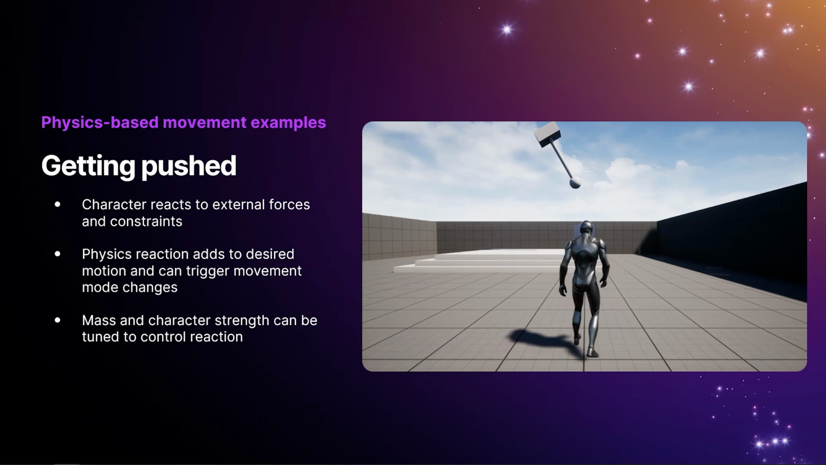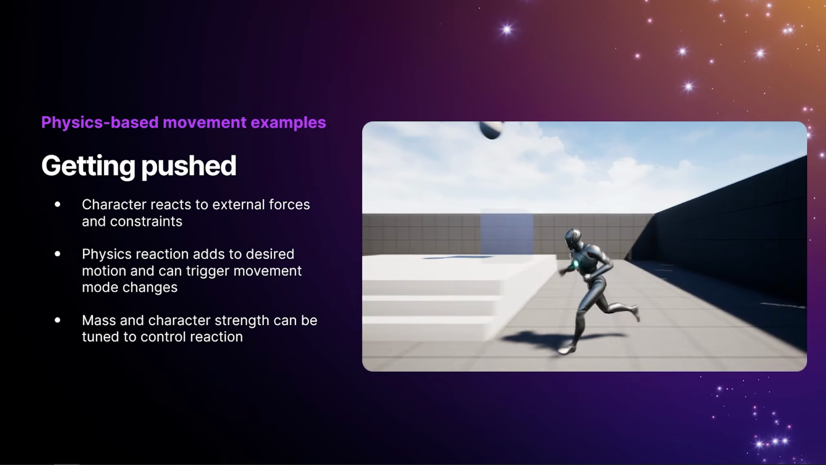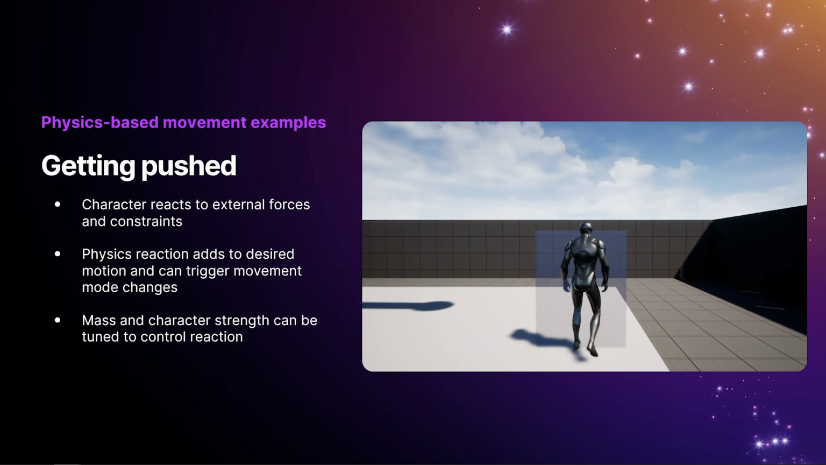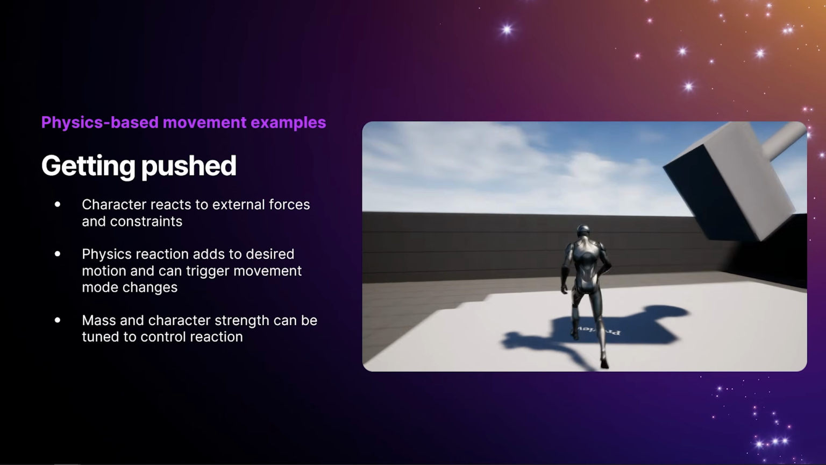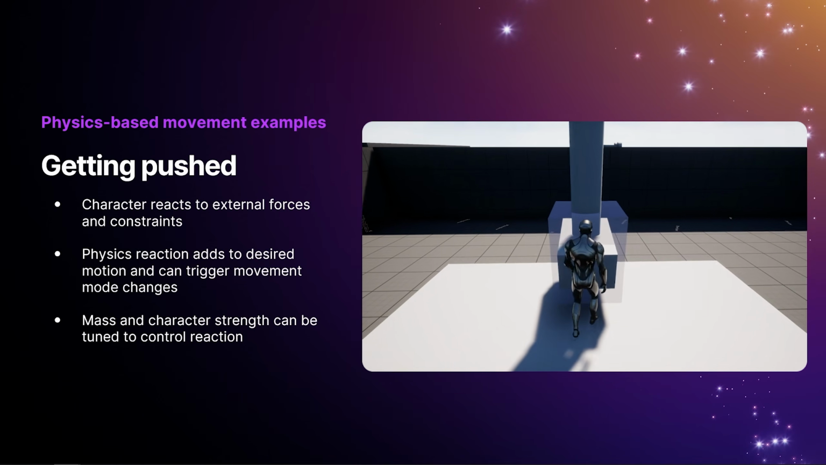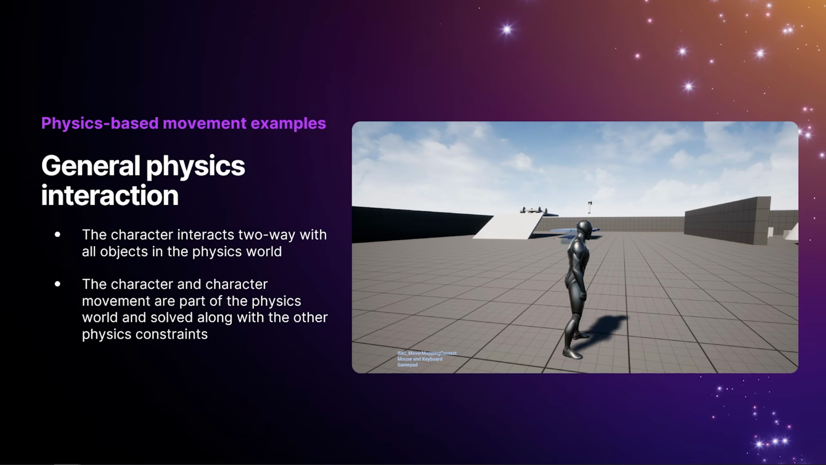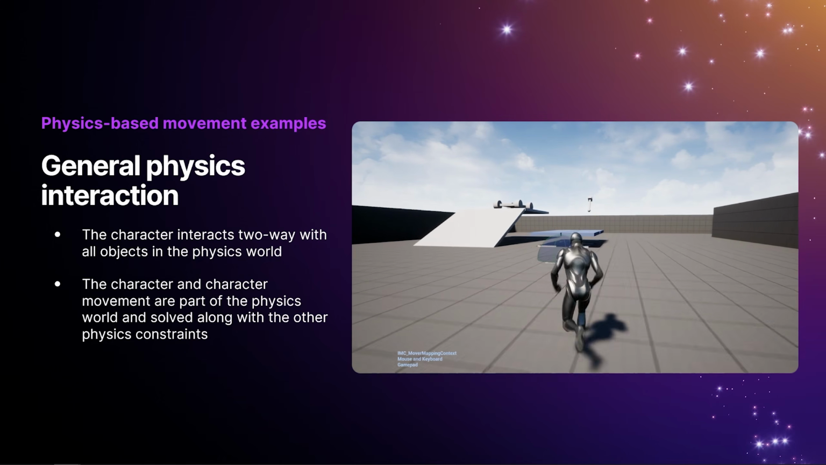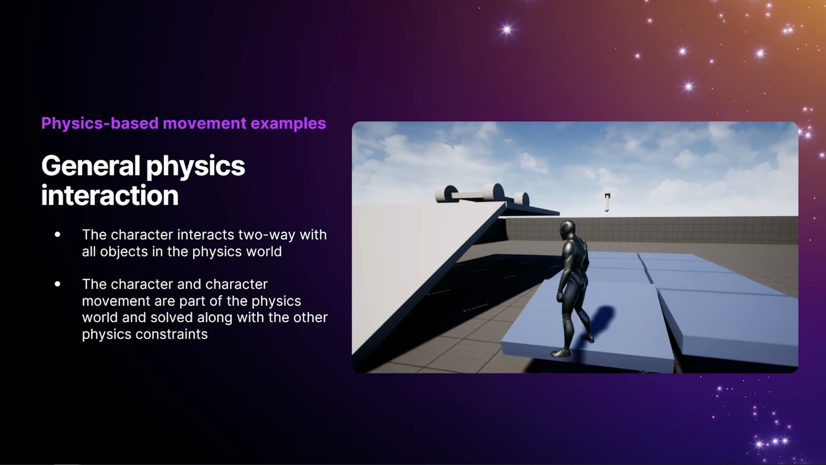As well as pushing things, we want the character to obviously be pushed. The physics character should be able to react to any external forces and collisions that are happening in your environment, and also obviously be pushing back as well as getting pushed. And in general, we want the physics character to be able to interact with anything that's in the physics world, all of the different systems.